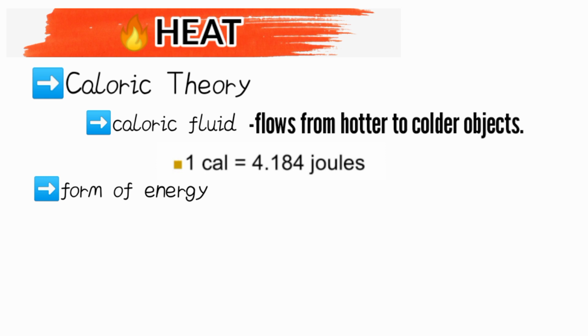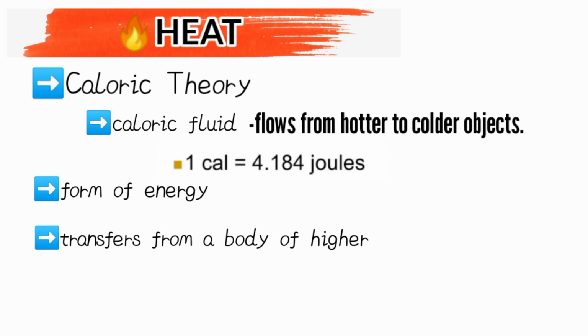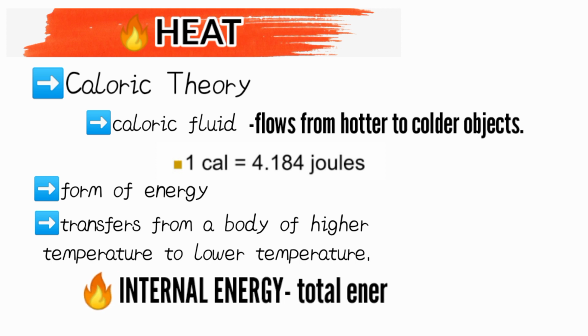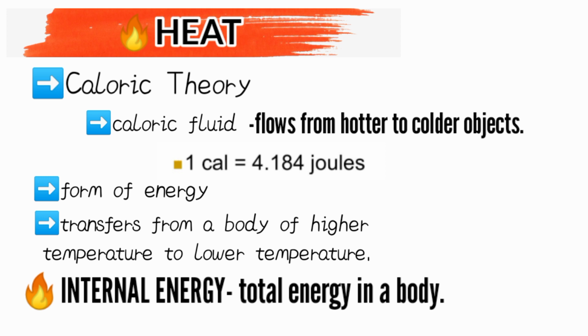Heat is produced from molecules of matter that continuously vibrate. Heat is an energy form that transfers from a body of higher temperature to another body of lower temperature. Once heat is transferred or released, it affects the internal energy of the body. Internal energy is the total energy in a body, thus, it includes the potential energy and the kinetic energy of the molecules or atoms in an object.